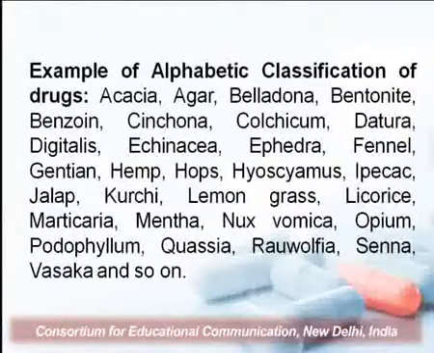Now, this is an example of alphabetical classification of drugs, and here we can see that drugs are arranged on the basis of the first alphabet of their name: acacia, agar, belladonna, bentonite, benzoin, cinchona, colchicum, dhatura. So we can see that all the drugs are arranged on the first alphabet of their name, and that name can be either the common English name, or the common name known in the local language.